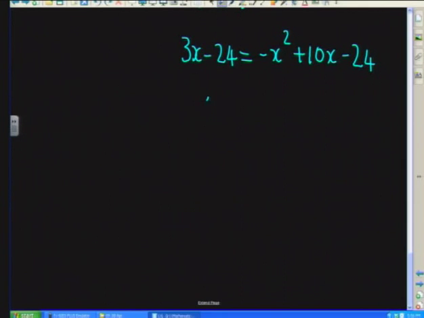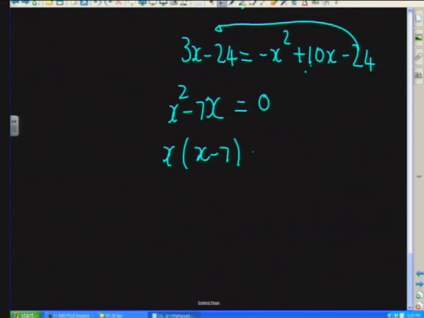Okay, so we're going to take everything over to the left-hand side. We get x squared plus 10x, we bring it over, plus 10 becomes a negative 10. Negative 10 plus 3 is negative 7x. And then we've got minus 24, taking it over, it becomes positive 24, so they cancel off. All right, so we factorize x into x minus 7 is equal to 0. So therefore, x is equal to 0 or x is equal to 7.